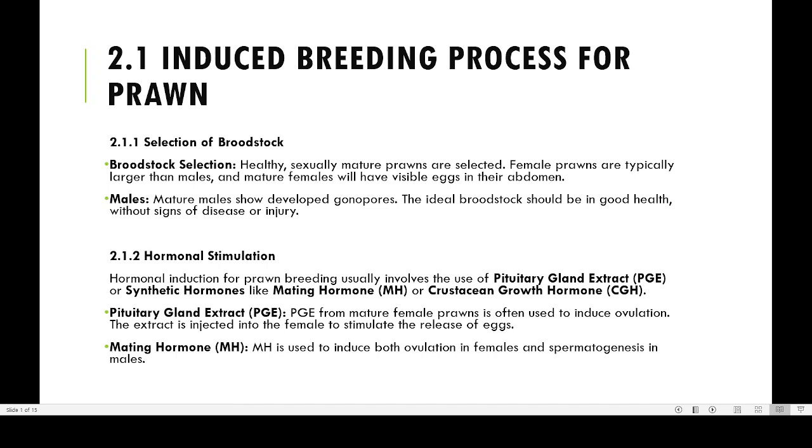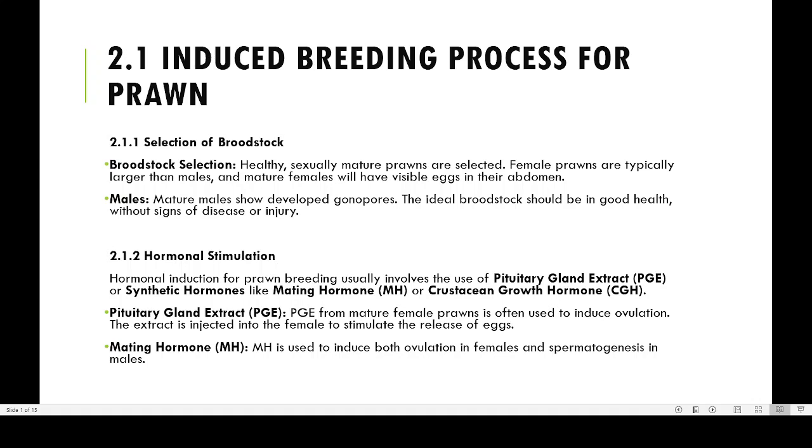The idea is the same. We will be selecting the breeding stock. We will be stimulating the prawn for hormonal production. Then we will be collecting sperms and eggs. So here also we have to do the brood stock selection. The brood stock should always be healthy. Healthy, sexually mature prawns are selected. Female prawns are typically larger than male. So that is the natural thing.